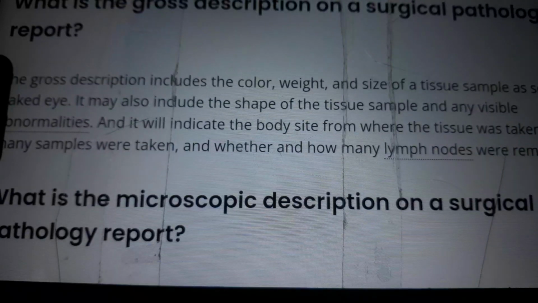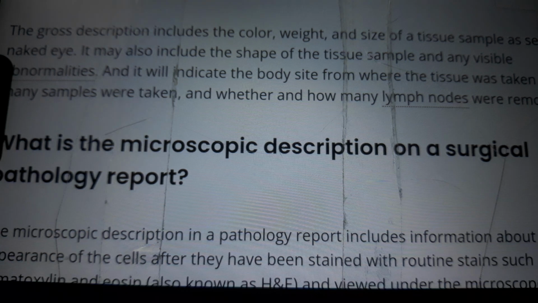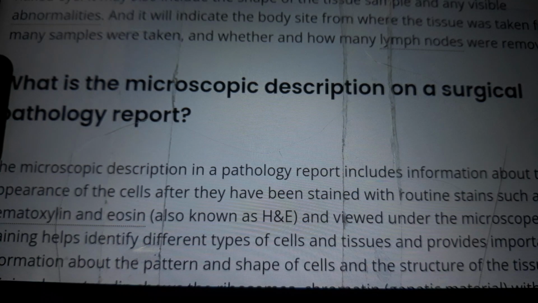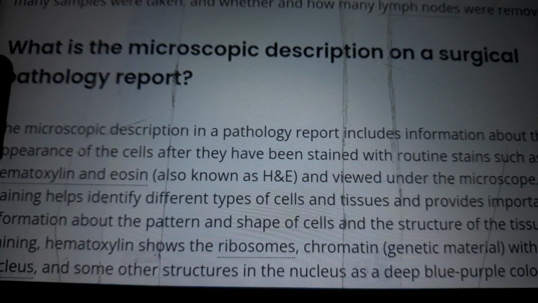What is a gross description on a surgical pathology report? The gross description includes the color, weight, and the size of a tissue sample as seen by the naked eye. It may also include the shape of the tissue sample and any visible abnormalities. It would indicate the body site from where the tissue was taken, how many samples were taken, and whether and how many lymph nodes were removed.